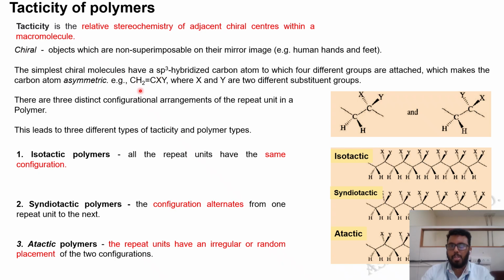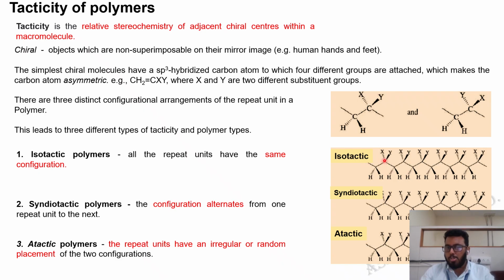Look at this example: two hydrogen, X and Y. So here X and Y are two different substituent groups. To keep this concept simple, I have taken ethylene, that is CH2 double bond CH2. In that, the hydrogen has two substituent groups. It can be bromine, chloride, different substituent groups, or methyl. Particularly, this XY arrangement will vary throughout the chain.